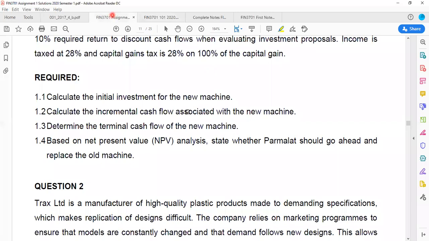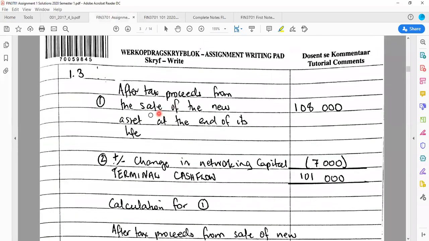And the template for the terminal cash flow is the after-tax proceeds from the sale of the new asset at the end of its life, plus or minus the change in net working capital, right? So let me take you through how I got each of these amounts.